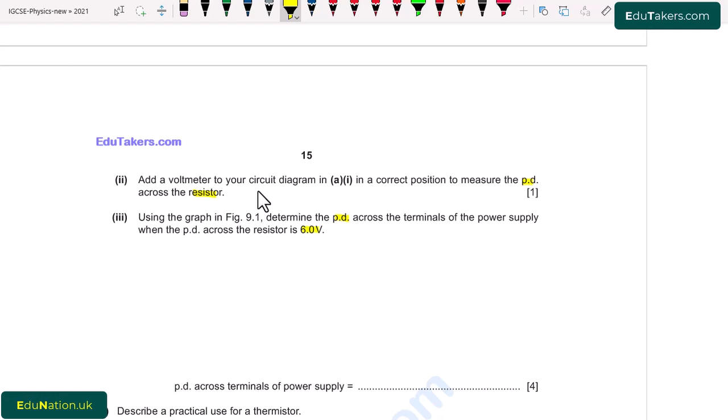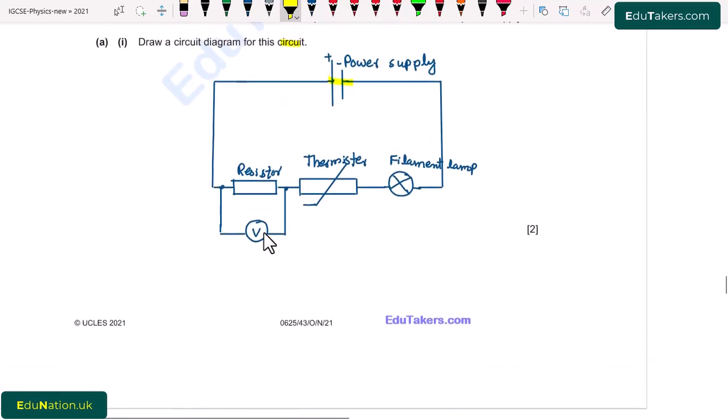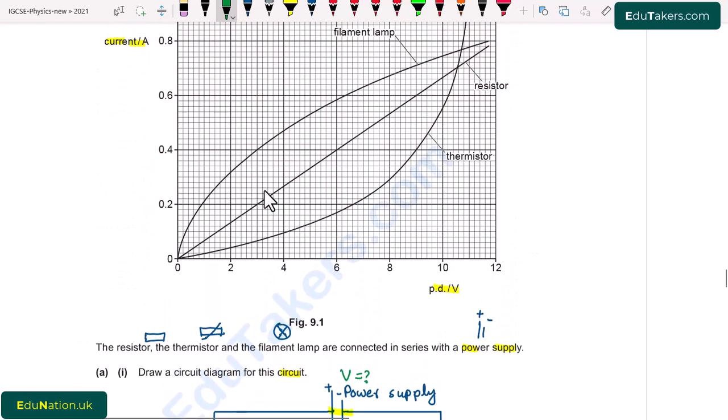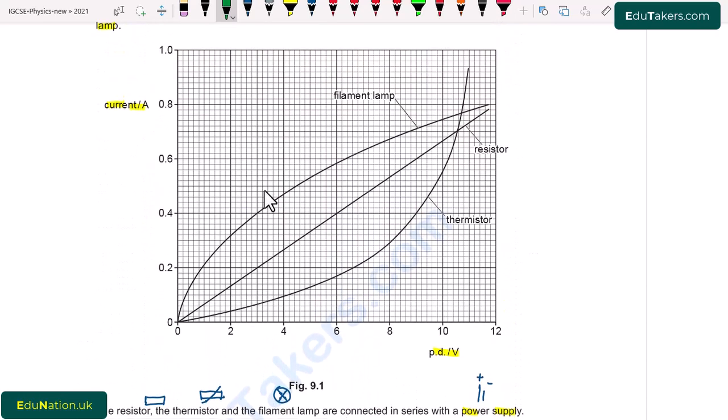Here the potential difference across the resistor is 6 volt and we have to calculate the potential difference across the terminals of power supply. It means that we have to calculate the total potential difference. This V we have to calculate. And the resistor has potential difference 6.0 volt. So going back to the graph, here we can see that 6 volt is at that point.